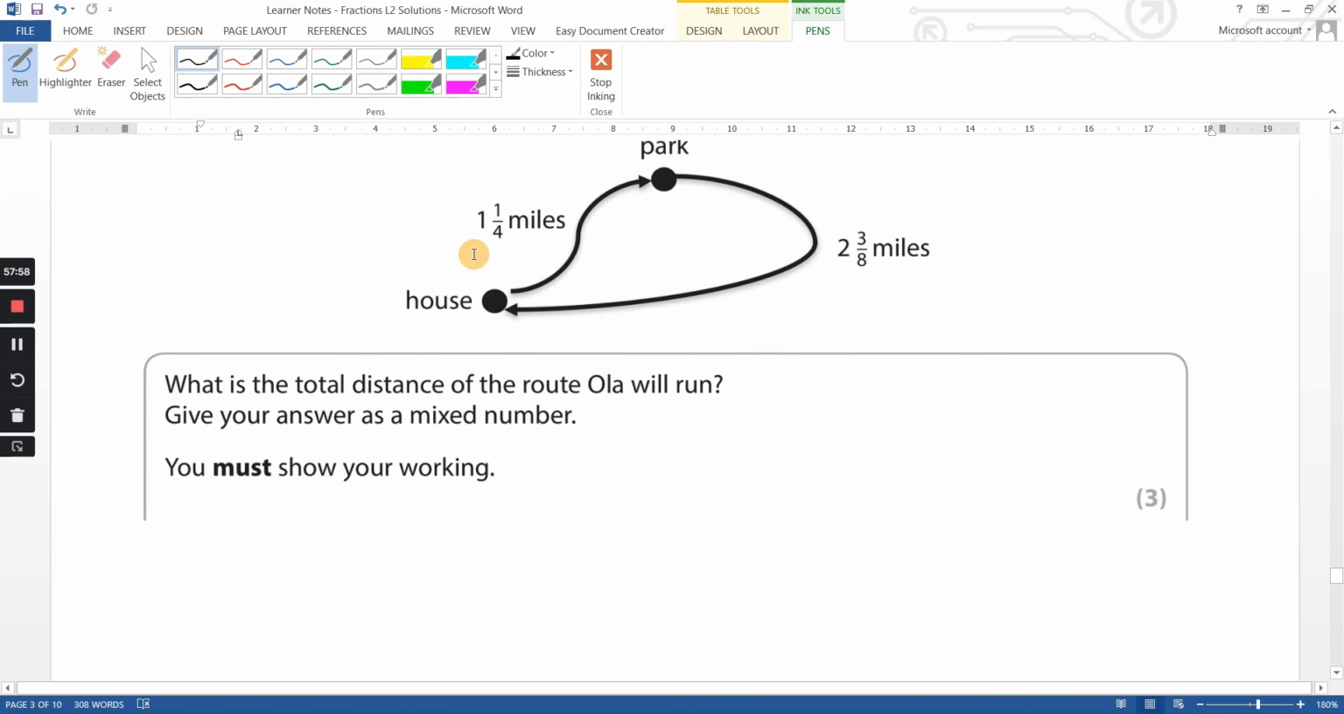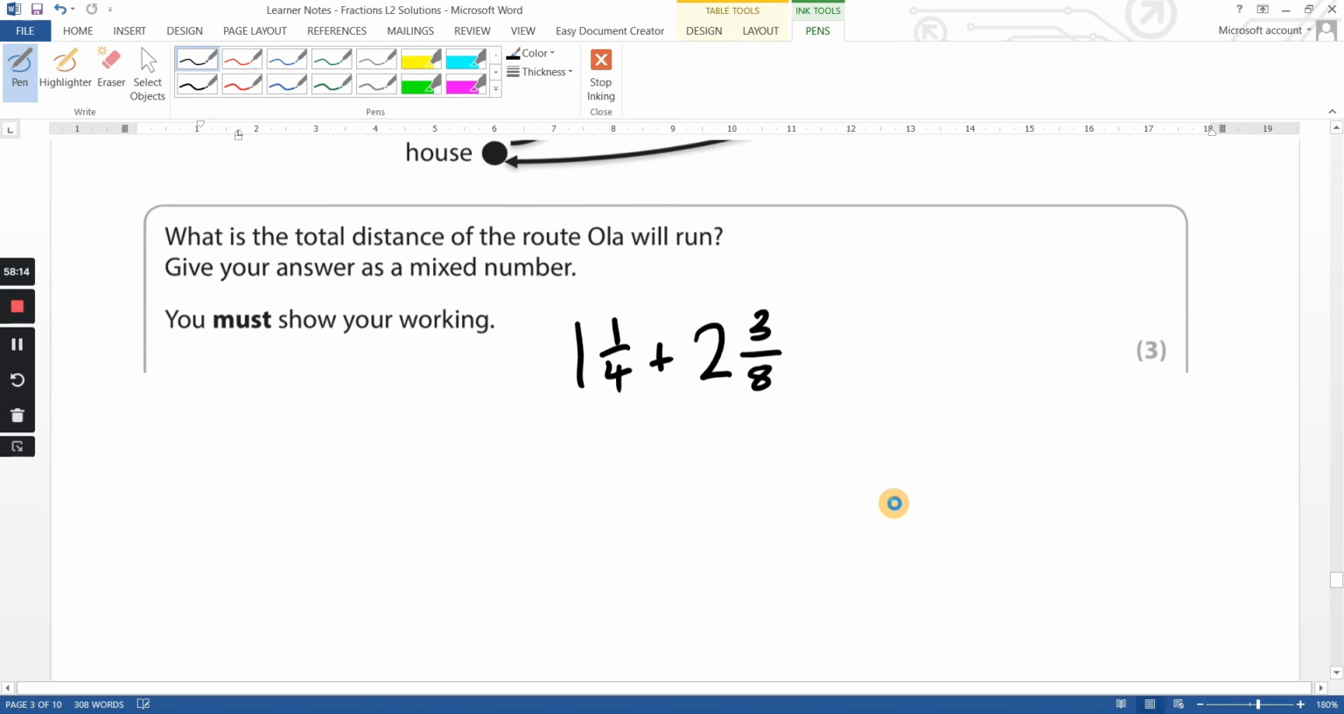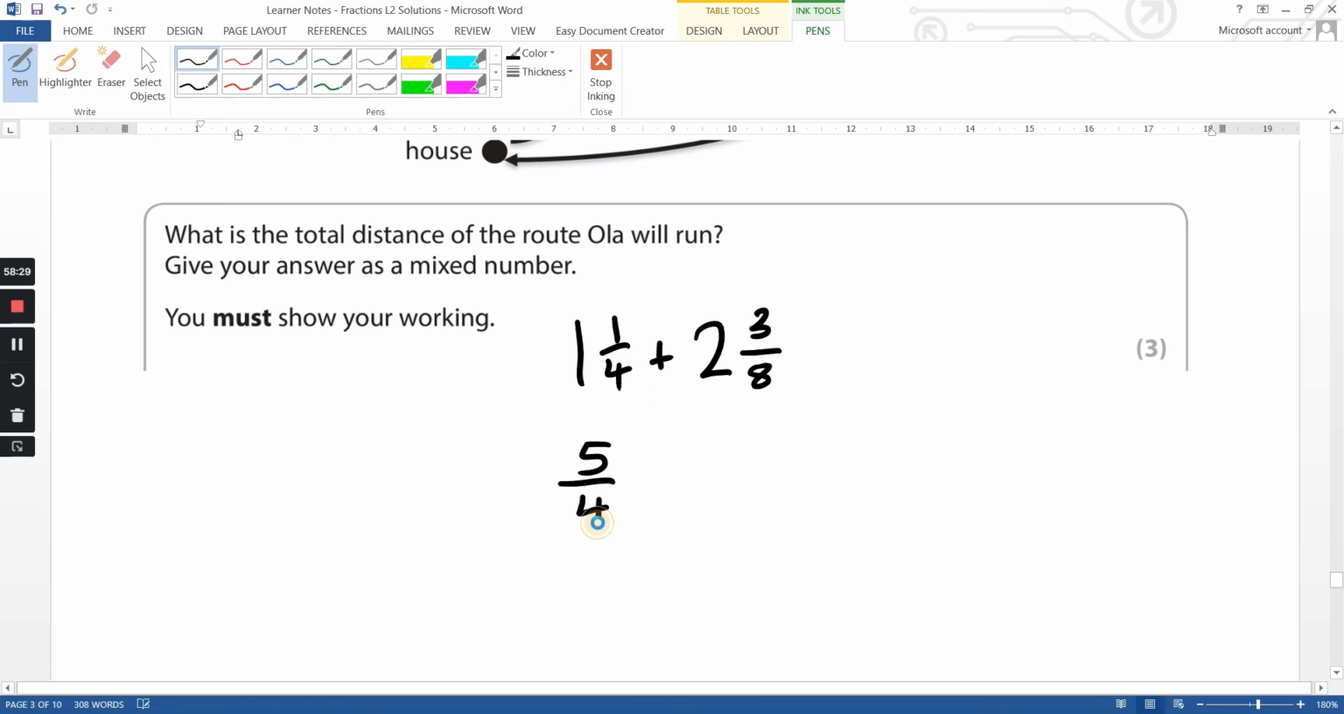I'm going to have to add these two together. So let's do 1 1/4 plus 2 3/8. Yep. And obviously we're going to have to change these to top heavy. So I'm going to do 1 times 4 plus the 1 gives me 5/4. Let's do the same for this. 16 plus 3 is 19/8.